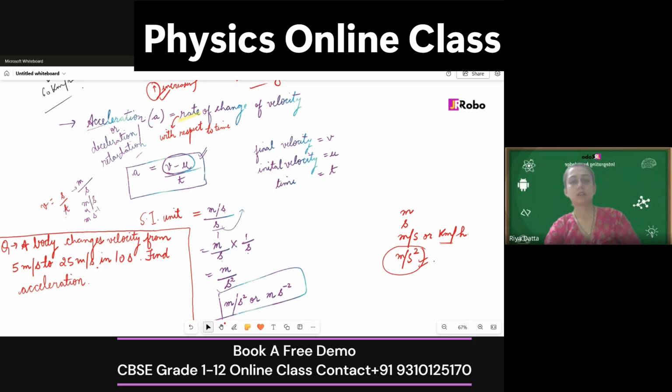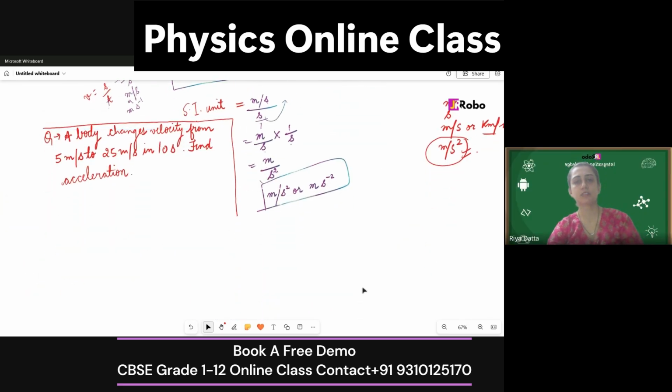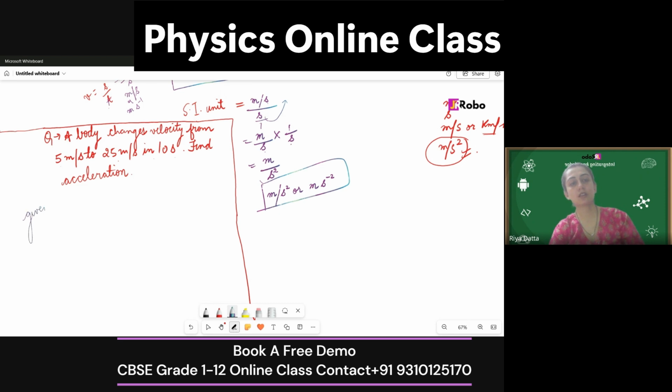So, just a simple, quick question. What is the clarity about the acceleration? We are talking about a body which changes its velocity from this to this, and you have to find the acceleration. As I told you, always write what is given to you first. So, what's given? What's the initial velocity?